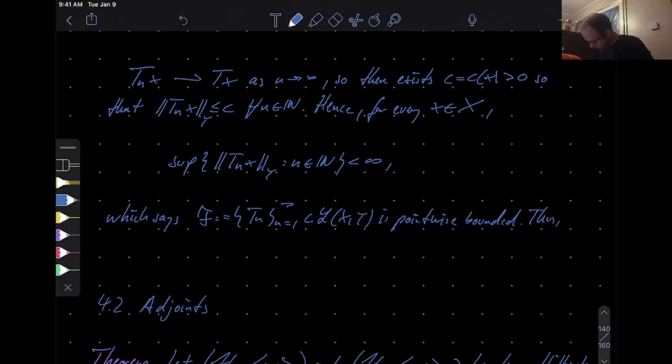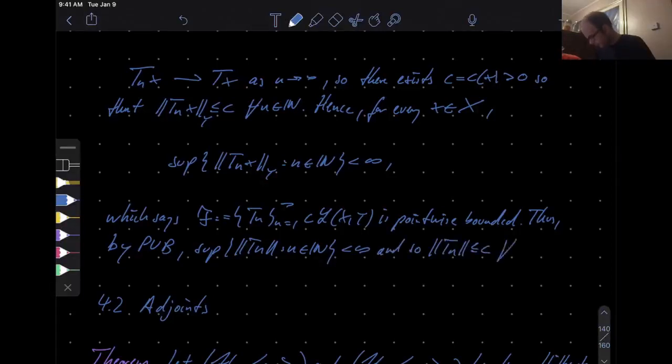Thus, by the principle of uniform boundedness, this family is asserted to be uniformly bounded. And so the operator norm of Tn is less than or equal to c for all n in the natural numbers. And that finishes the proof of the theorem. Okay, good, excellent. So that was a very short section here up front in chapter 4.